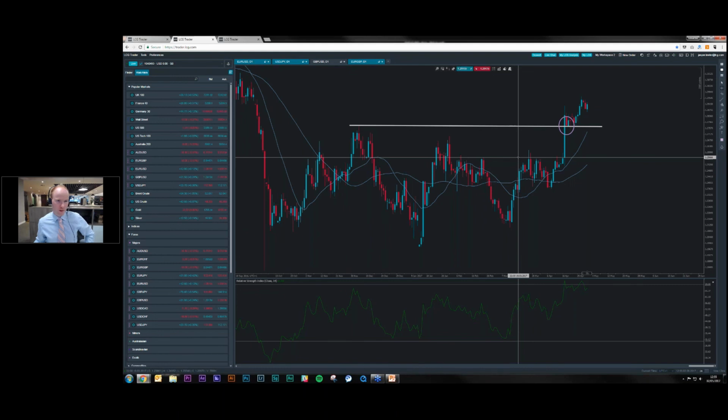So with cable, we've broken out the top of the range. We're pulling back here, and you can see that there's a chance still that this breakout fails. But again, similar to the euro, I'm leaning towards thinking that this breakout has legs.